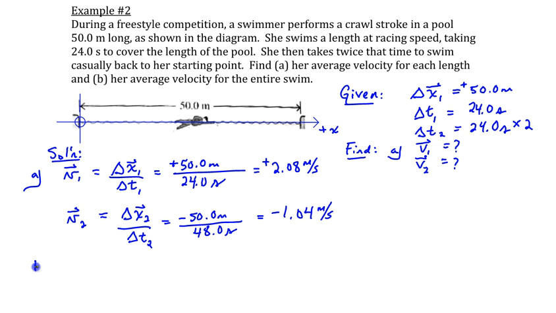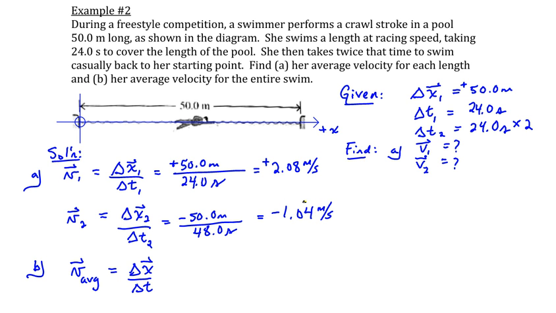Okay, let's move on to part B. What is the average velocity for the entire swim? We'll write v average here. That's going to be the displacement for the entire swim divided by the time. Now, what do you think is the most common mistake that people are going to make? They're thinking, well, I've got the first velocity, I've got the second velocity, can't I just take the two numbers and average them?